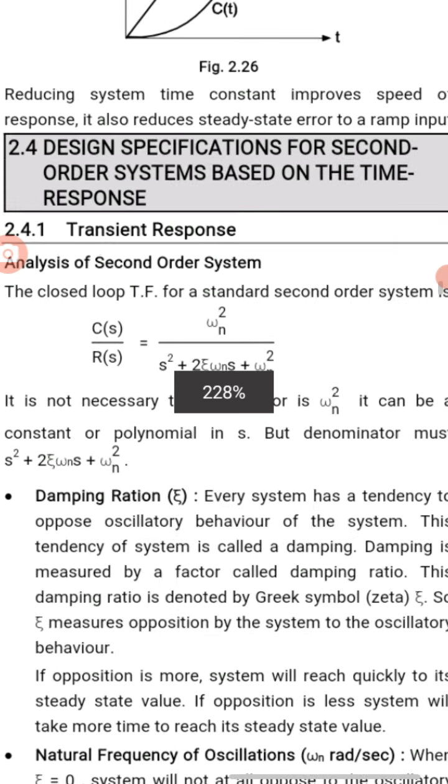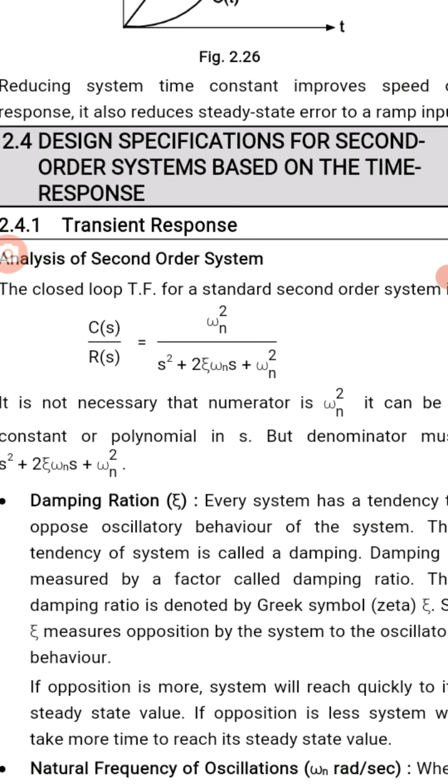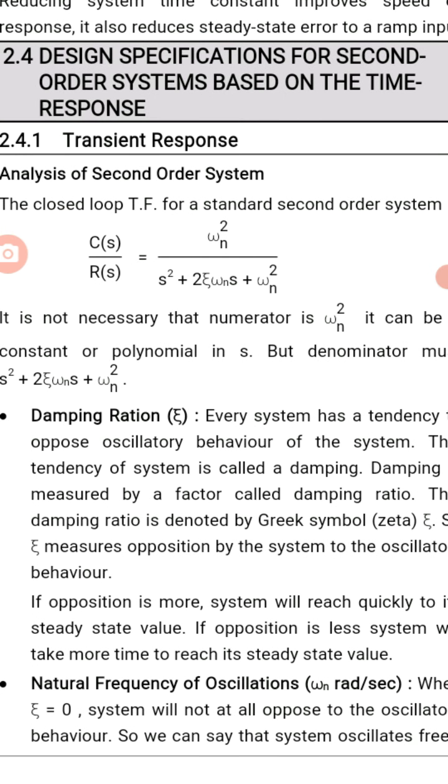This is the standard equation we have taken for consideration. The standard equation is C of s upon R of s is equal to omega n square upon s square plus 2 zeta omega n into s plus omega n square. This is a second order system.